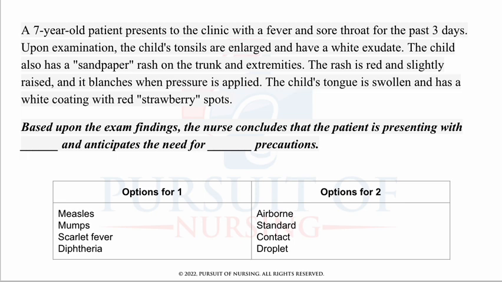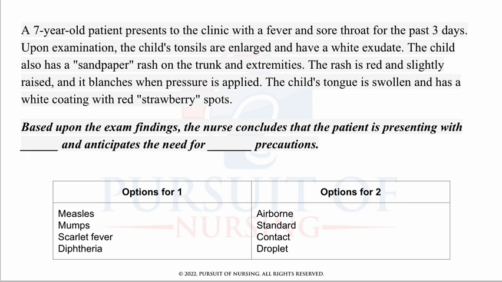All right, this is a drop-down style question, physiological integrity. A 7-year-old patient presents to the clinic with a fever and sore throat for the past 3 days. Upon exam, the child's tonsils are enlarged and have a white exudate. The child also has a sandpaper rash on the trunk and extremities. The rash is red and slightly raised, and it blanches when pressure is applied. The child's tongue is swollen and has a white coating with red strawberry spots.